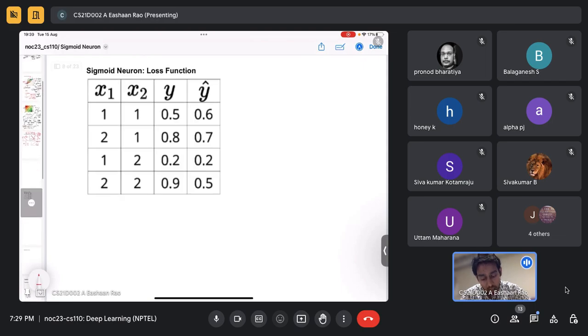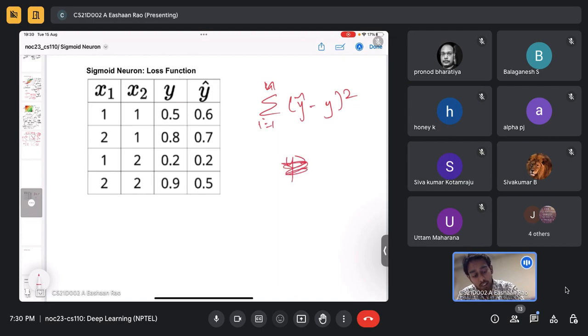Now let's talk about something called the loss function. The loss function is (y hat minus y) squared. This is typically the loss function of a sigmoid neuron. Now let's assume that y is actually, okay, let's see here only.